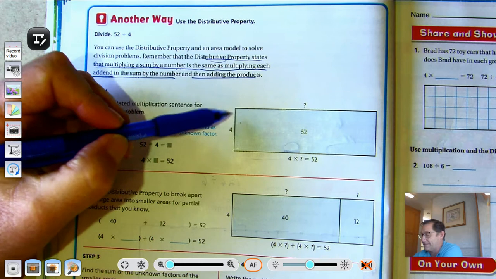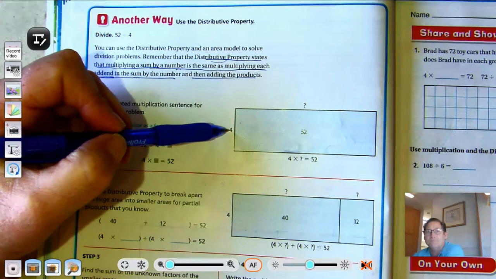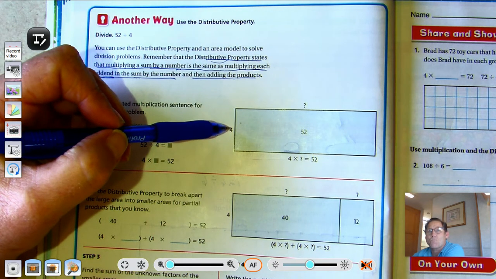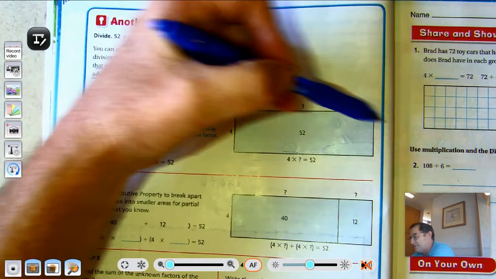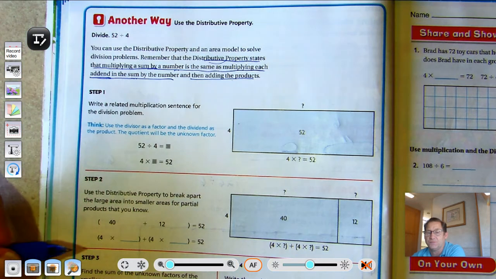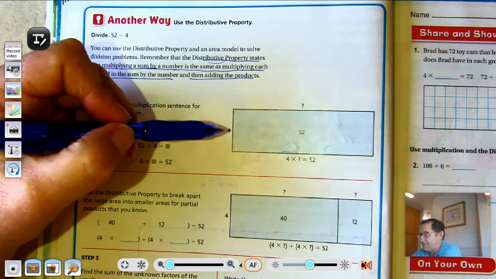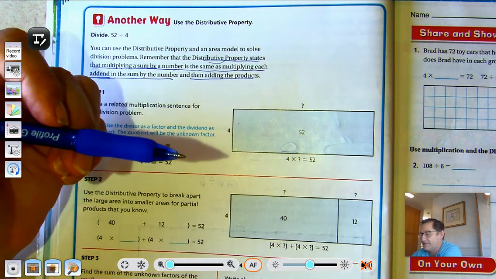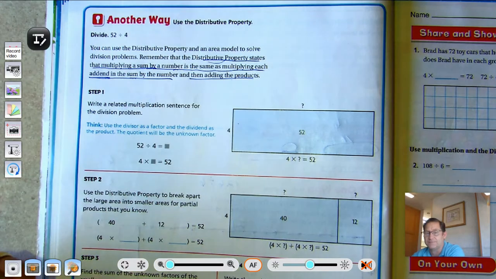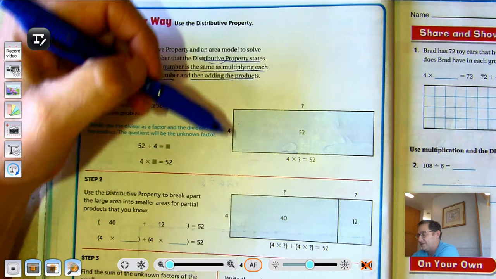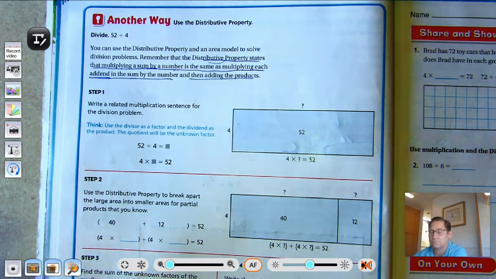So it's the same thing as thinking about the array, in the sense that we have 4 rows of something has to give us 52. And it's also the same as the area of a rectangle, the base times its height. The base is something, height of 4 will give us 52.